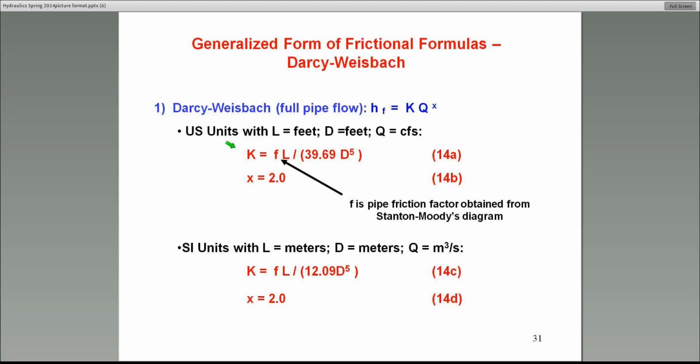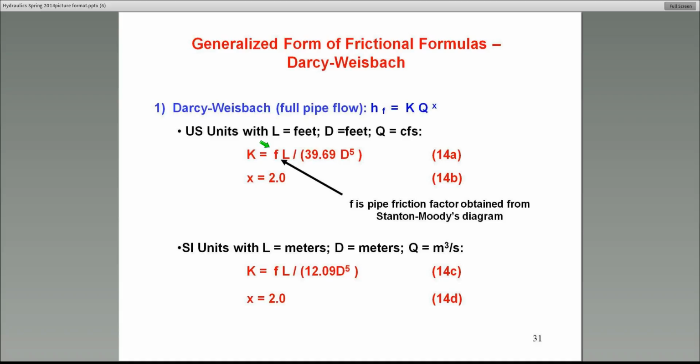The first one is for the Darcy-Weisbach equation. I will not emphasize that equation too much here, but nonetheless, you should know how to use this equation when you go to solve some problems. This is head loss equal to KQ to the power of x again, where x is 2.0, and here's the K value. f, as you all know, is the friction factor in the pipe, typically obtained from the Stanton-Moody diagram. It's a function of Reynolds number and the relative roughness of the pipe. I'll show you that diagram in a minute, but that's how you obtain the friction factor f.